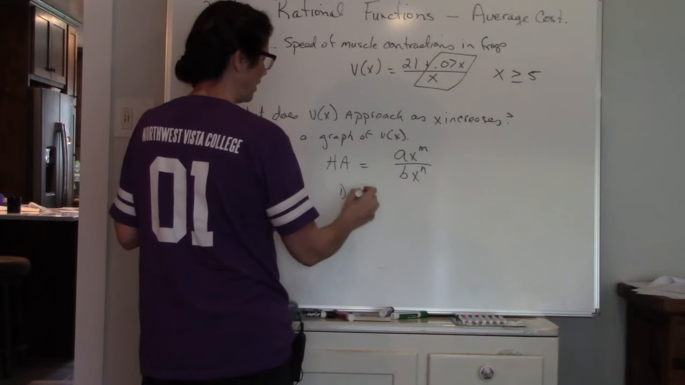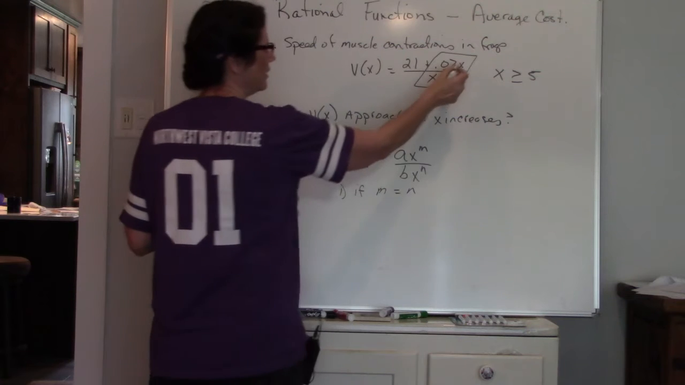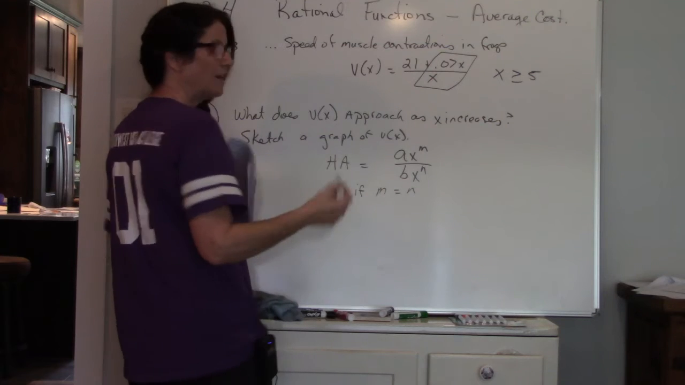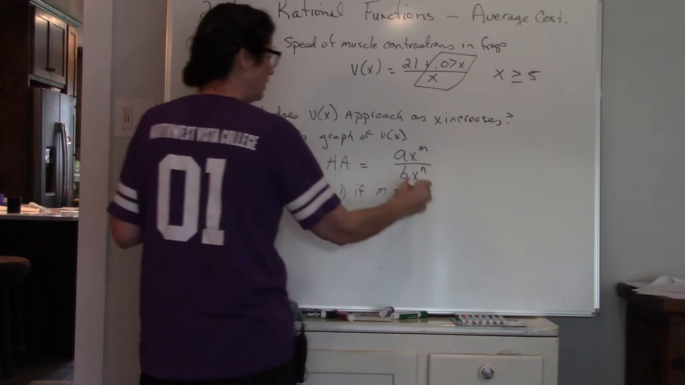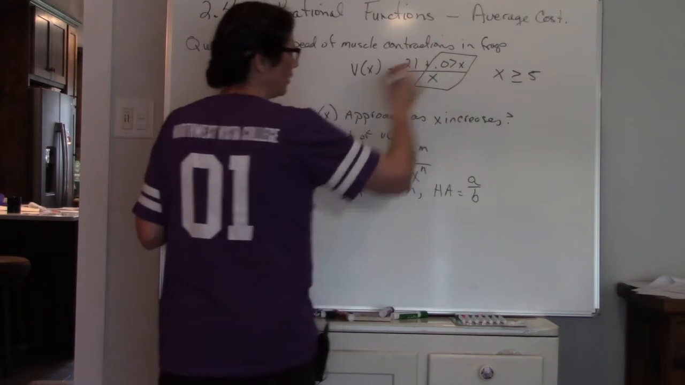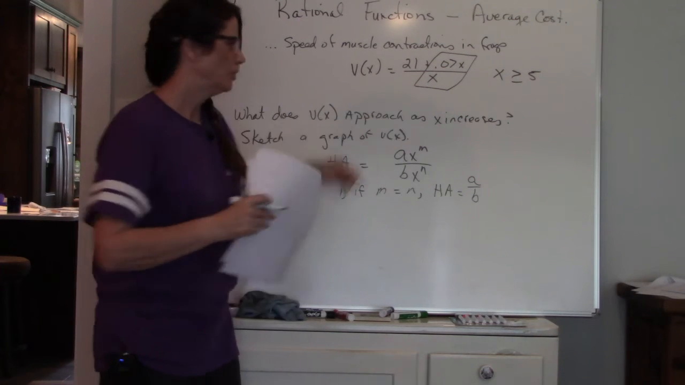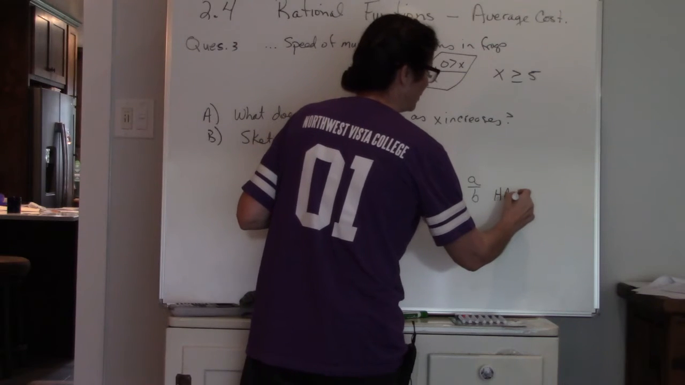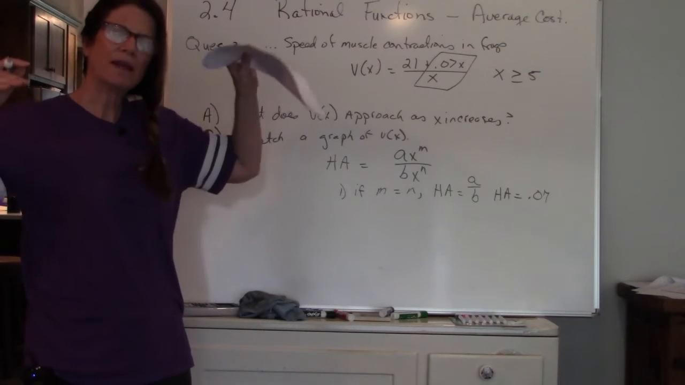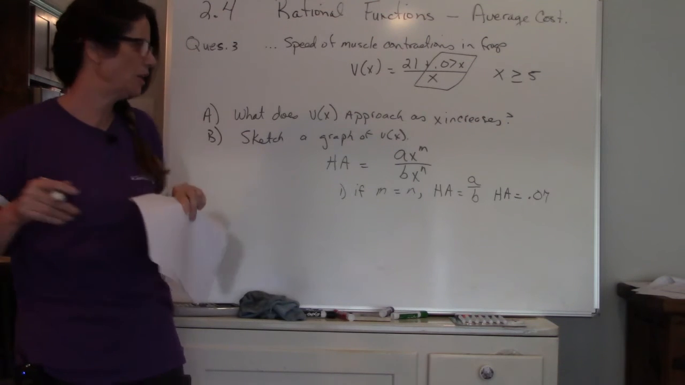So the 3 rules again. If the top is equal to the bottom, in this case, that's the truth. We have x to the first over x to the first. Those exponents are equal to each other. Then my horizontal asymptote is whatever the ratio is. So in this case, the ratio is 0.07 over 1. So my horizontal asymptote is approaching 0.07. Okay, so that means my graph is approaching 0.07 on my graph, but not touching it. That's what it's approaching.